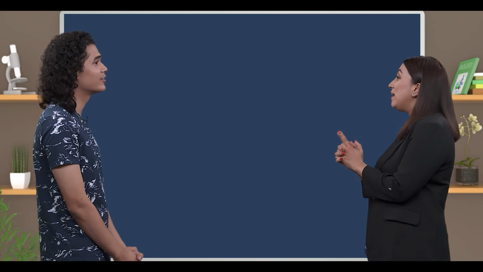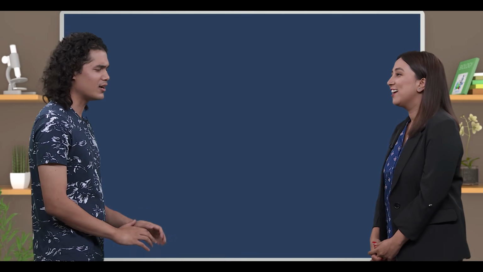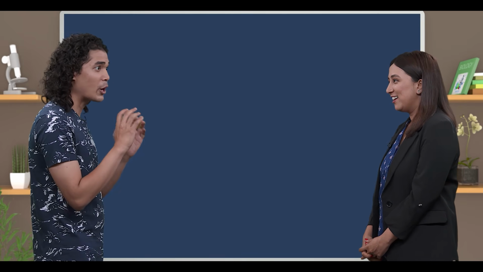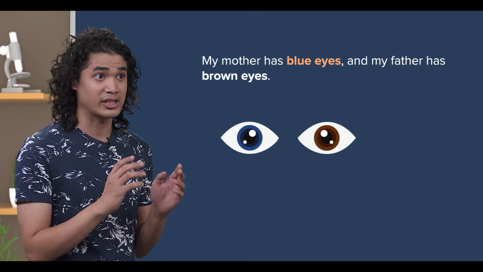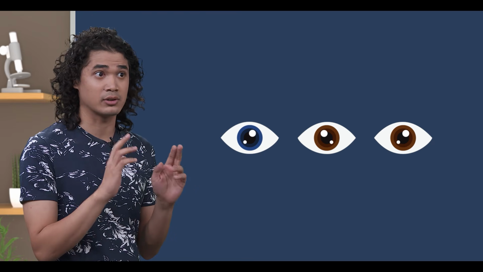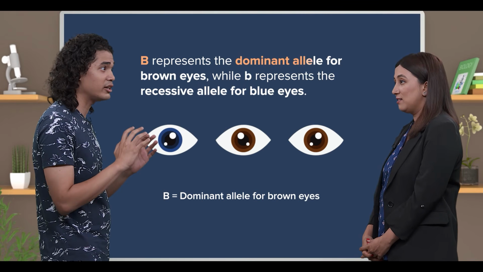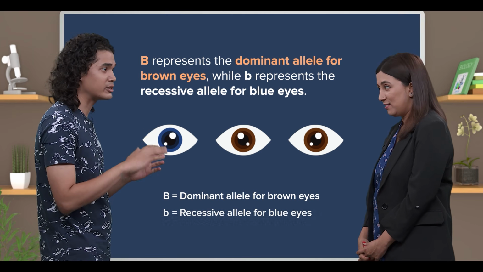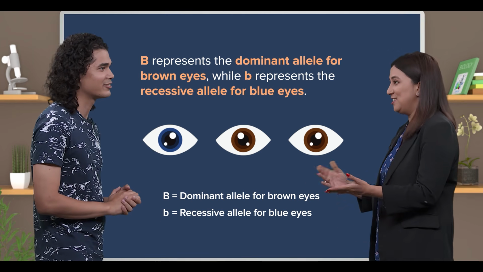Bravo! And there we have the answer that you were looking for. I see. Now I know why my eyes are brown. Yup. So now can you tell me why? Yes. So my mother has blue eyes and my father has brown eyes. First, let's give names to the alleles responsible for eye color. The uppercase B represents the dominant allele for brown eye, while the lowercase b represents the recessive allele for blue eye. Good. Please continue.